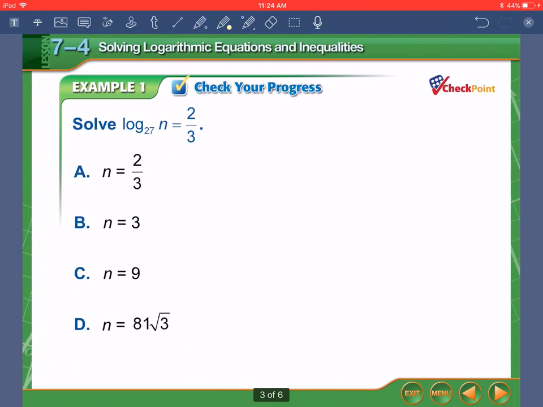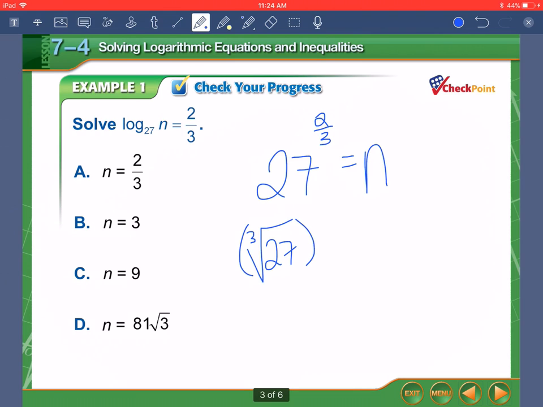Next up, I have log base 27 of n equals 2/3. So I'm going to put it in exponential form. So my base is 27. It's raised to the 2/3 power, and that equals n. Raising 27 to the 2/3 power means I'm taking the cube root of 27, and I'm squaring that. So the cube root of 27 is 3, and now I square 3, so I get that n equals 9.